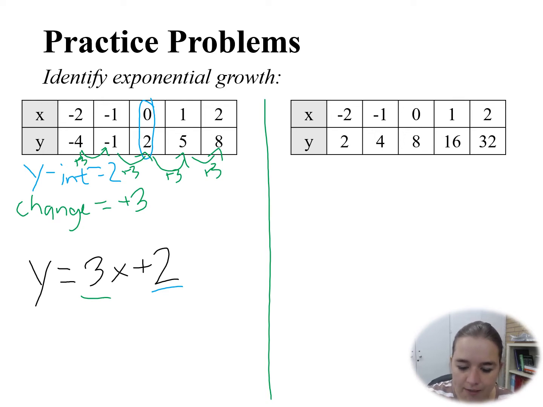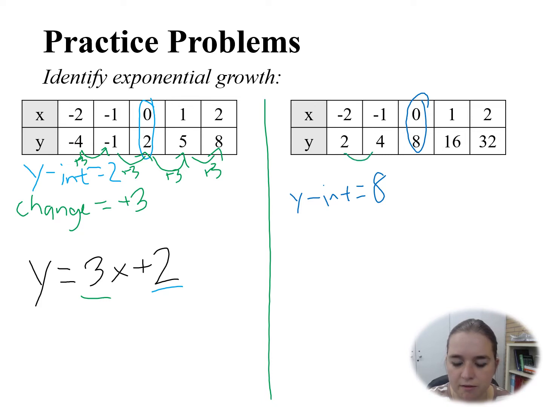But now if I look at my other function here, I have my input-output table. I have a y-intercept of 8. The y-intercept tells me where I cross the y-axis, so it's still 8. But if I look at how my values are changing each time, from 2 to 4, 4 to 8, 8 to 16, 16 to 32, I don't have even increments. It's changing by a different amount every time, but there is a pattern. This is a geometric sequence where every time I'm multiplying by 2.